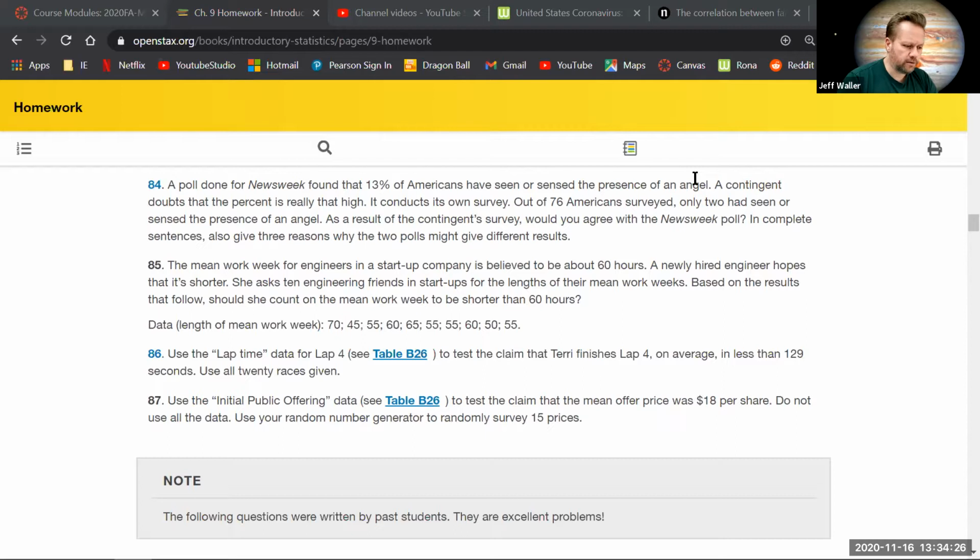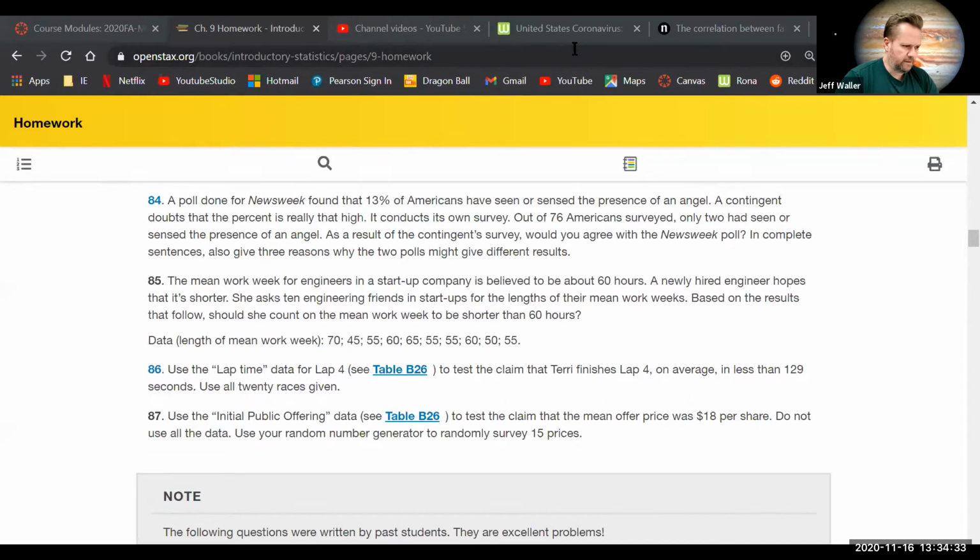Oh, conclusions. Okay. So in this problem, let me see. Let me change my screen here so I can write on this. Oh, crap. Where am I at? There it is. I got too many windows open on this thing. There we go. All right.